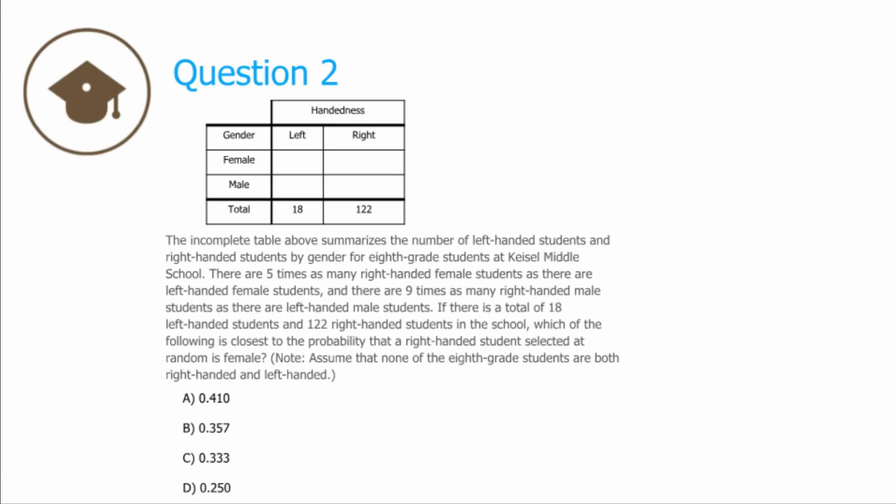So first sentence, the incomplete table above summarizes the number of left-handed students and right-handed students by gender for 8th grade students at this middle school. Okay, cool. So we have handedness, left and right over the top, gender, female and male, down the side, and then we have our totals. So this tells us that 18 students are left-handed and 122 students are right-handed. Cool. That all makes sense. We kind of already knew this. But let's go into our next sentence.